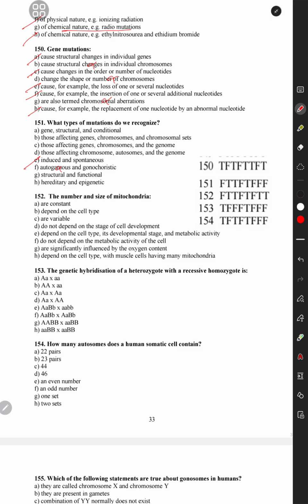Mutations: gene structural and conditional, those affecting genes, chromosomes, and chromosomal sets, but the genome, those affecting chromosomes, autosomes in the genome. Autosomes. Structural and functional, hereditary and epigenetic. False, true, true, false, true, false, true, true, false, true. Those affecting the genes, chromosomes, and the genome also.